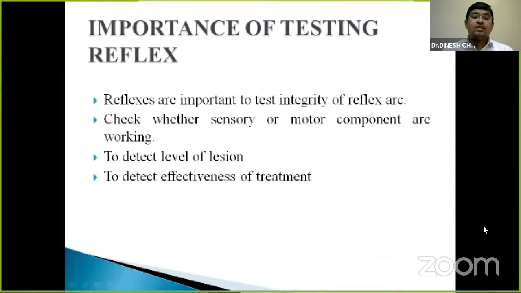And next, to check the effectiveness of treatment: if you give a period of 10 or 15 days after the treatment and then test the reflexes, and you see the reflex is normal, that means good. If it was absent and now it's showing normal, that means yes, the treatment is effective. So on the basis of testing the reflex, we also come to know grossly that our treatment is effective. So reflexes can be used for assessment purposes and for treatment evaluation.